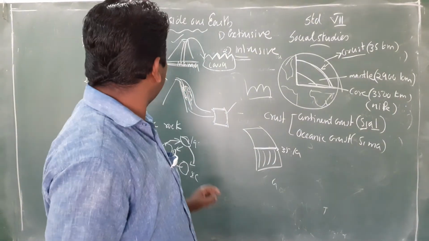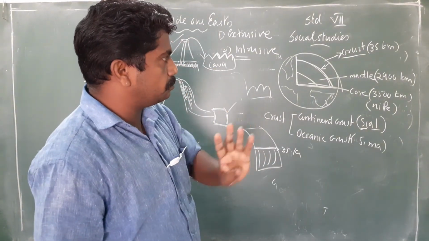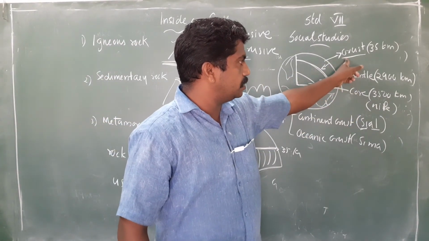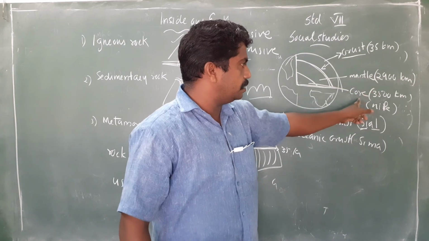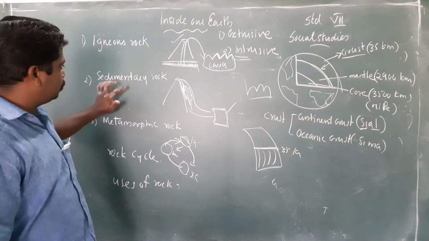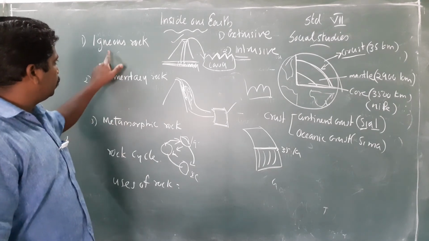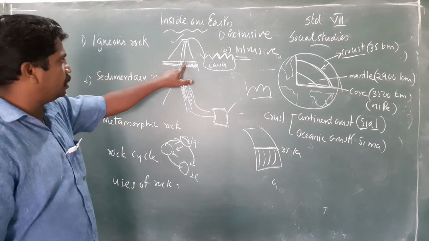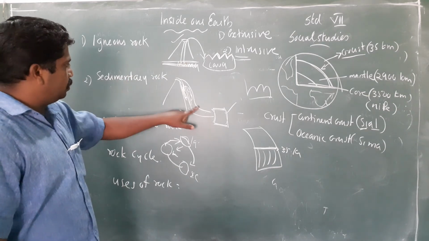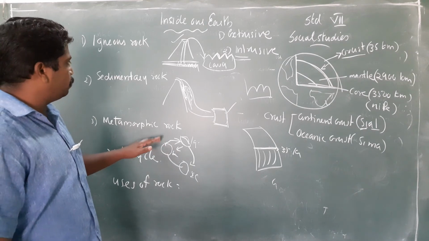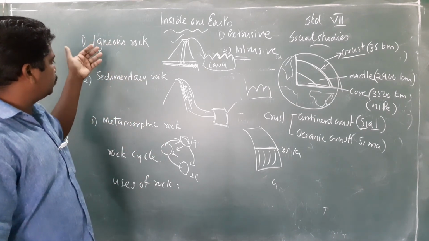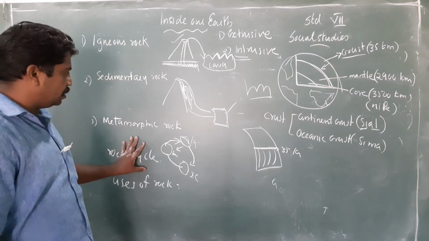Once again I explain to you. Inside our earth there are three types of areas: crust, mantle and core. The outside is crust, the middle part is mantle, and the last part is core. There are three types of rock: igneous rock, sedimentary rock and metamorphic rock. Igneous rocks are formed by volcanic activity. Sedimentary rocks are formed from rivers, and metamorphic rocks are formed from the work of heat and rain on igneous and sedimentary rocks. Then rock cycle.